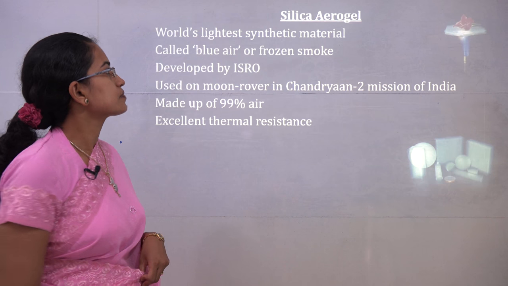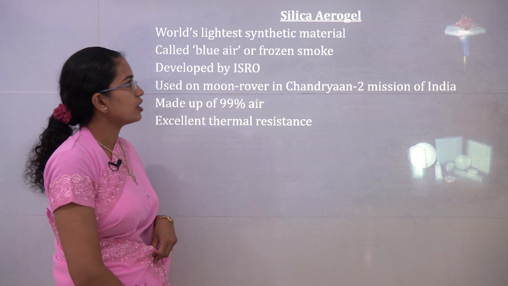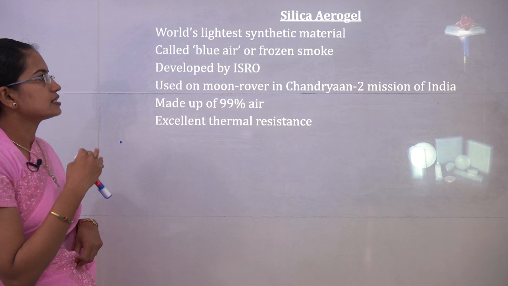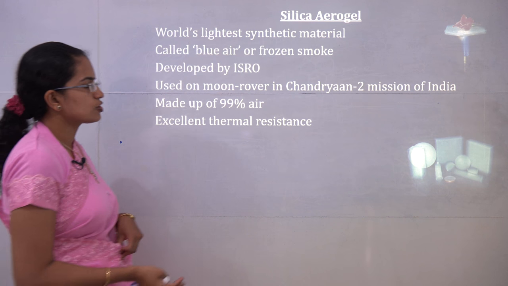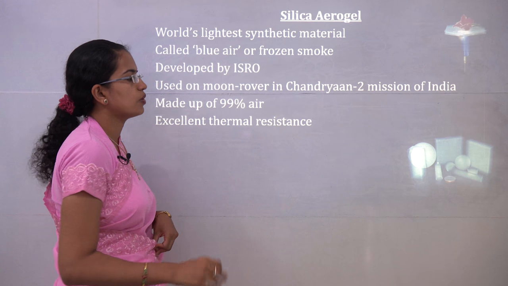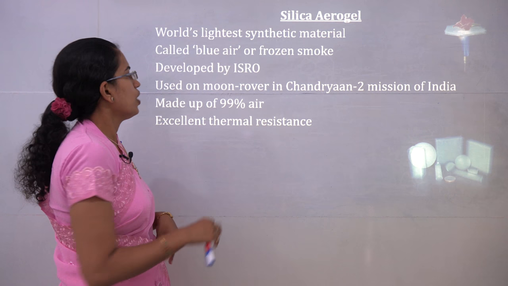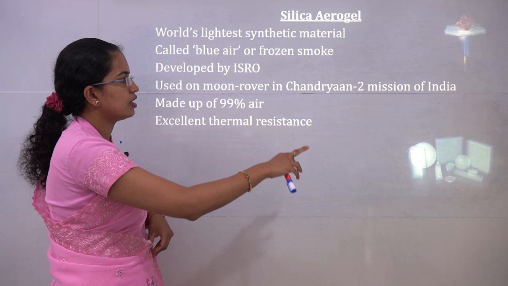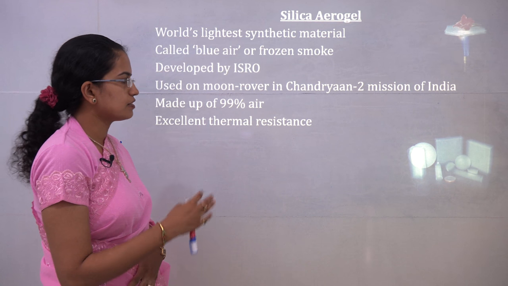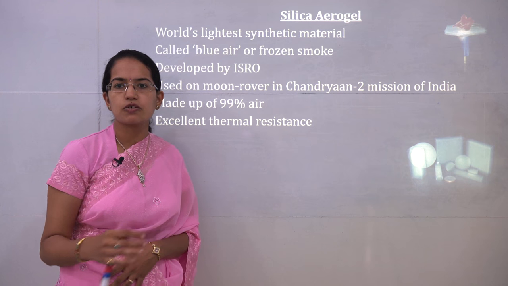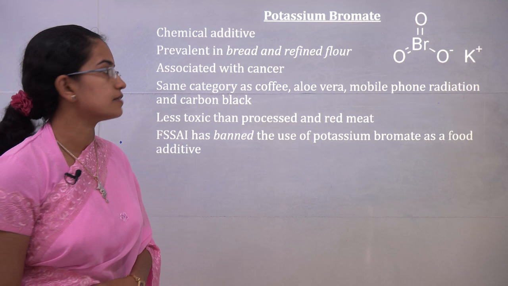The next is the silica aerogel, that's the world's lightest synthetic material that has been discovered. It is also known as blue air or frozen smoke, discovered by ISRO, and it is used on the moon, the Chandrayaan 2 mission of India. It's made 99% from air and has a very good thermal resistance that could be seen.